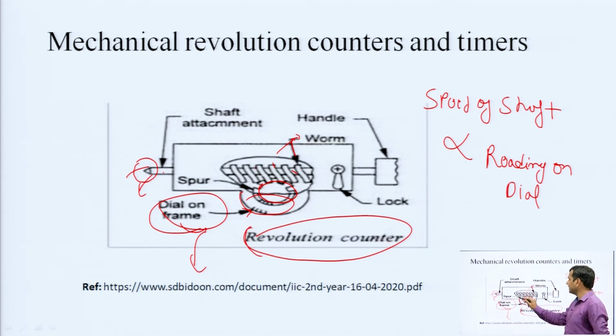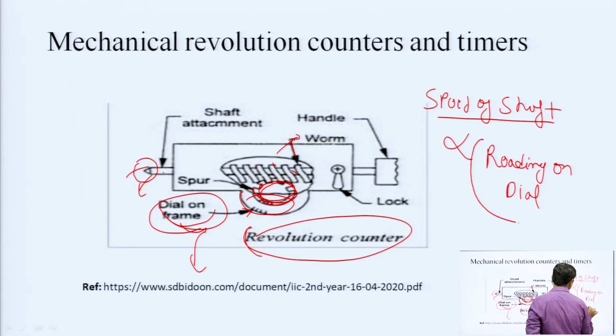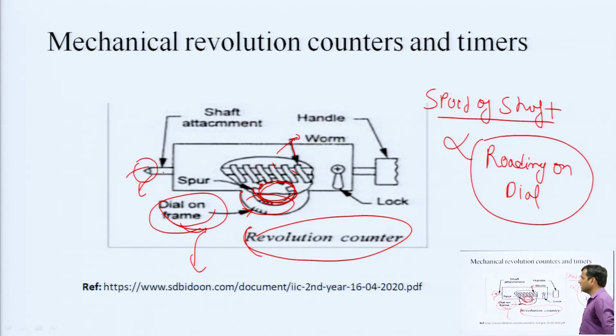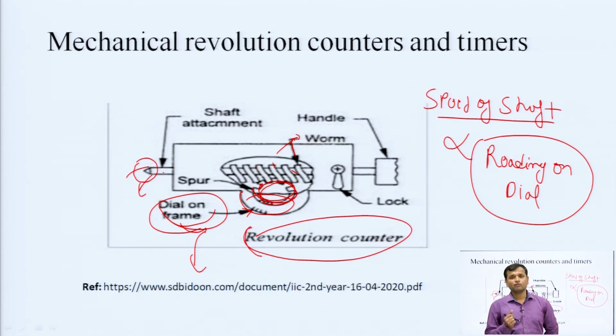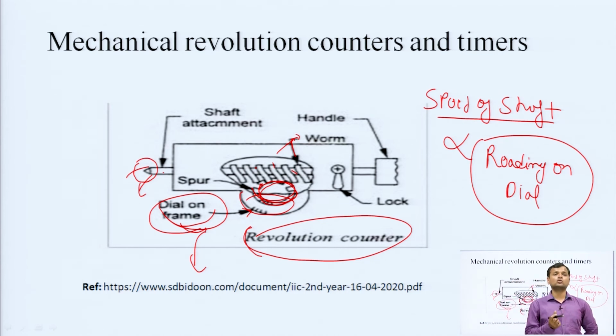When this worm rotates, that spur also rotates, and the rotation of this spur will give you a reading on the dial on the frame. So, the speed of the shaft, or the rotation of the shaft, is proportional to the reading on the dial. That will be the basic arrangement of mechanical revolution counters and timers, which can be used to measure rotational motion. It can also be called a type of tachometer, and it is used to measure the average rotational motion.